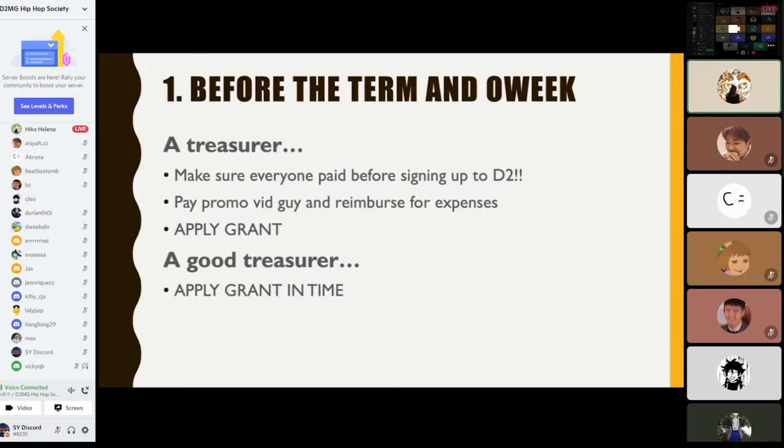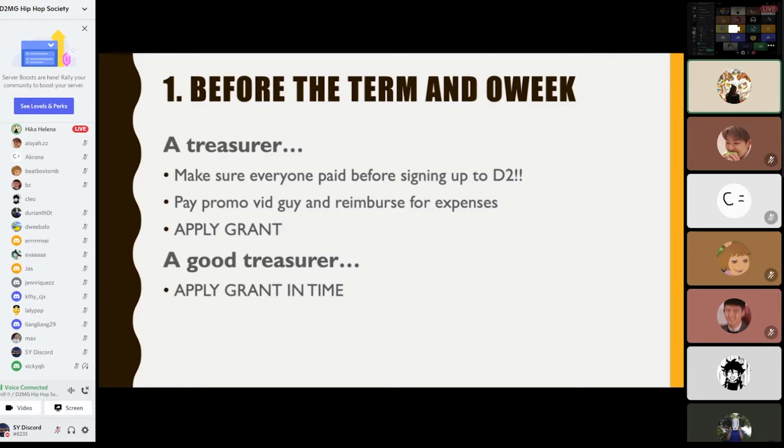So the first responsibility is before the first term and even before O week. A treasurer has to be part of the discussion of the promo video. So basically, before the term starts, we are organizing a promo video for D2 to promote our society. And so that is an expense for you to pay.